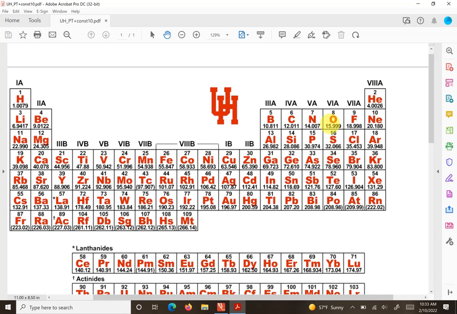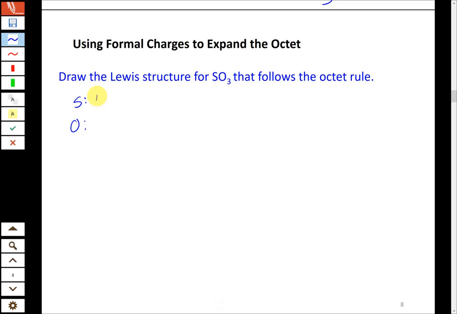So sulfur and oxygen are both in group 6. So all the atoms in the structure are group 6, which have 6 valence electrons each. So we have 1 sulfur, so 6 electrons from the central atom, 3 oxygens, which contribute 6 each. So this would be a structure that has 24 valence electrons.